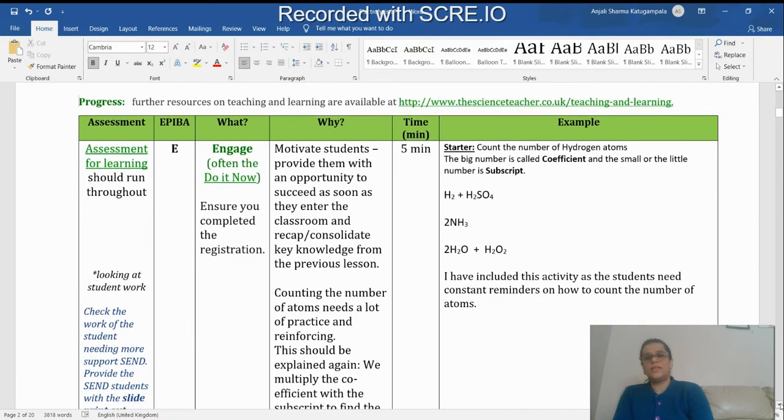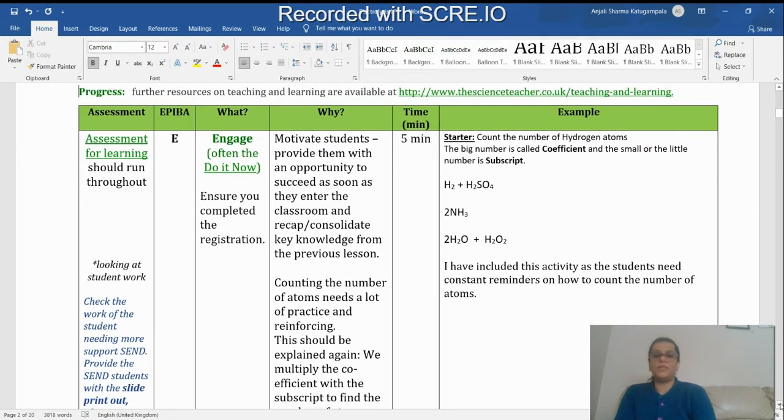Now, when my students enter the classroom, I would be giving them a starter activity. They would be doing this starter activity because I'm aware that my students do not understand how to count the number of atoms. Actually, this is a skill, and not many students can do it. So it needs constant practice, constant reinforcing. You will notice many students in year 10 do not know the concept of the periodic table. They will not know that copper is a metal.